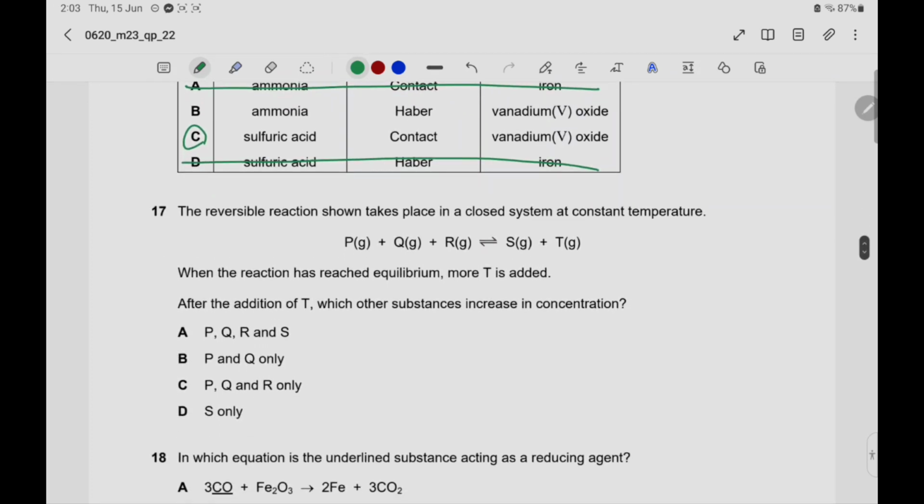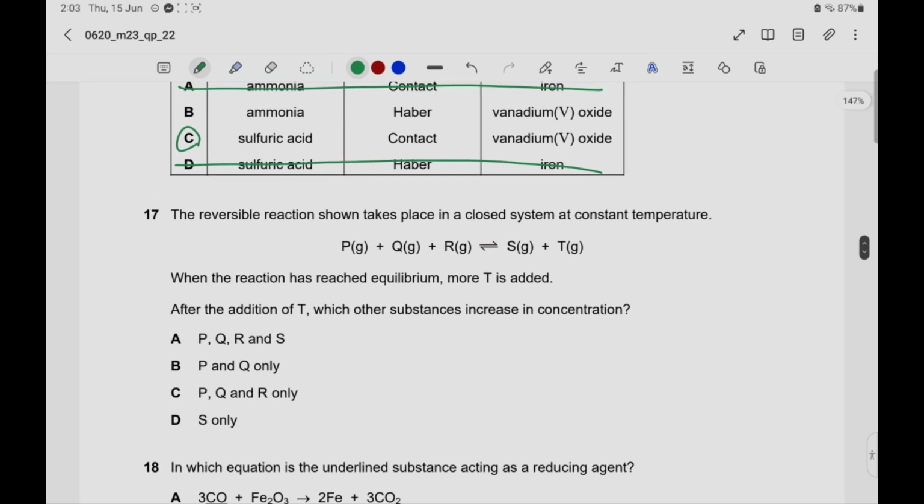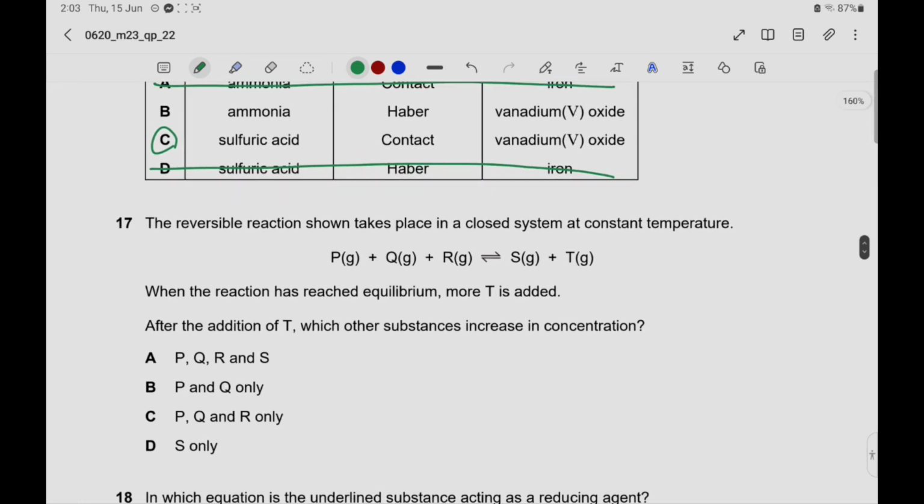Equilibrium, this is very fun. My students get very confused. Let's see. When a reaction has reached equilibrium, it means they have constant forward and backward rates and also constant temperature. So you can see here, if more T is added, you will have more backward reaction. When you have more backward reaction, your PQR will actually increase. Answer is C.